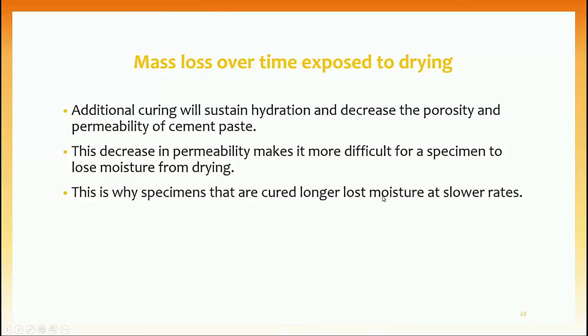So additional curing will sustain hydration and decrease the porosity and permeability of the cement paste. And this decrease in permeability makes it more difficult for a specimen to lose moisture from drying. And this is why the specimens that were cured longer lost moisture at slower rates.